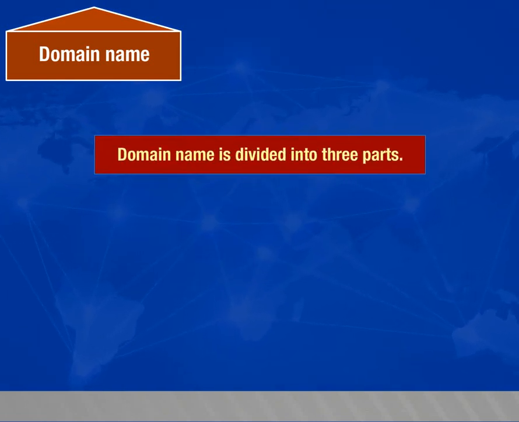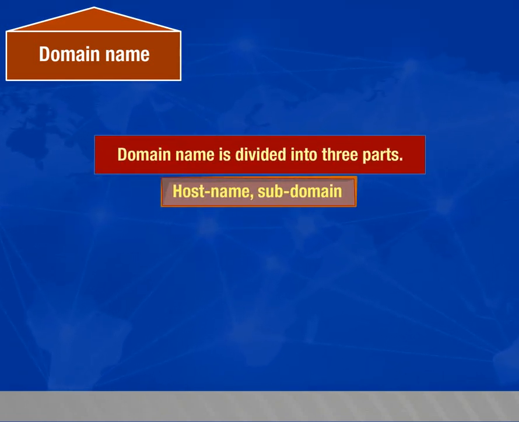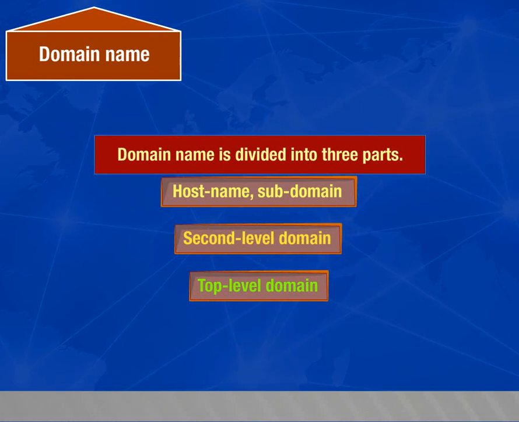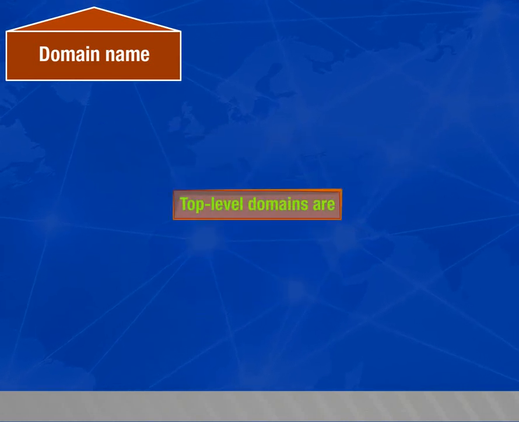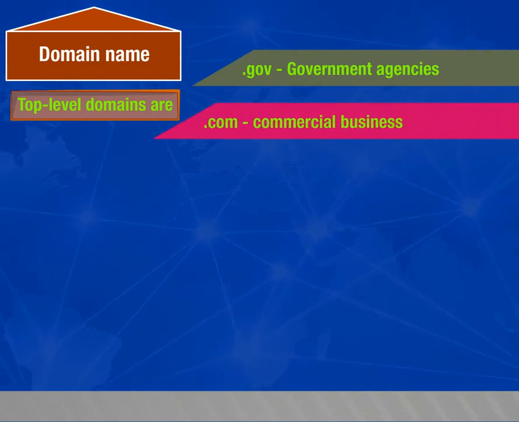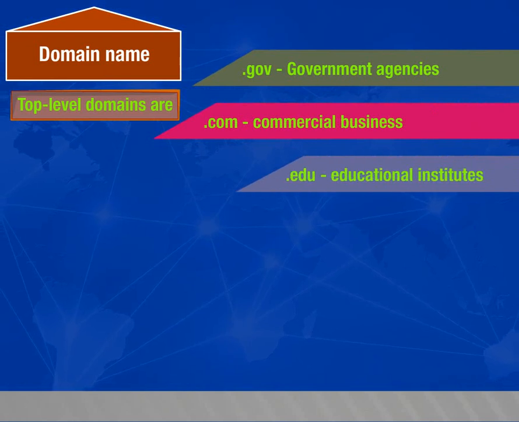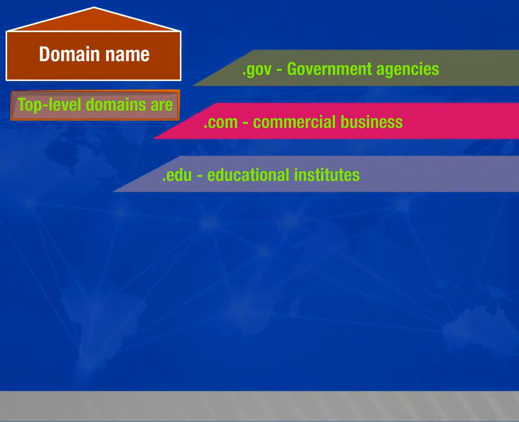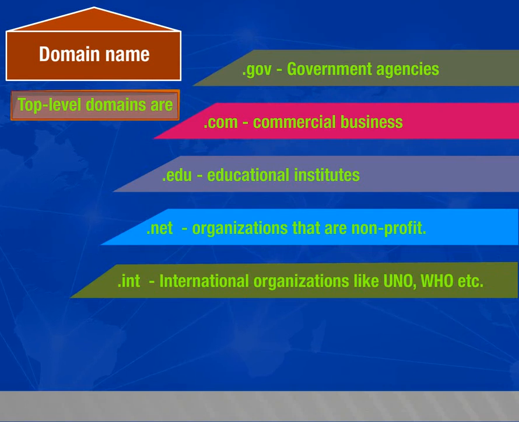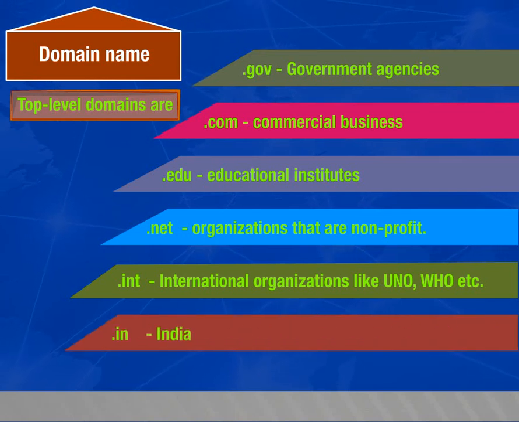A domain name is divided into parts: host name, subdomain, second level domain, and top level domain. Top level domains are .gov, government agencies; .com, commercial business; .edu, educational institutes; .net, organizations that are non-profit; .int, international organizations like UNO, WHO, etc.; .in, India.